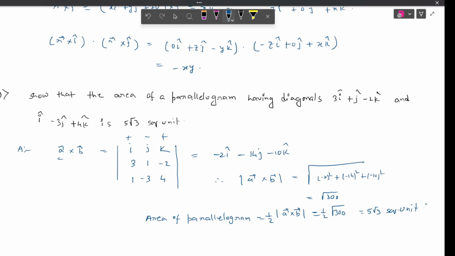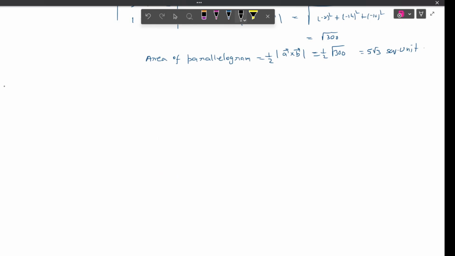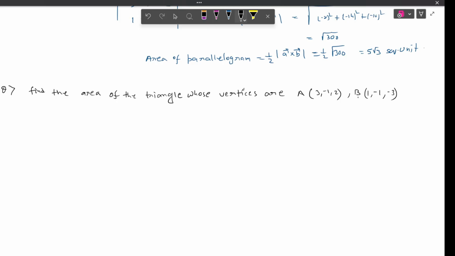Okay. Now let us see another question. Find the area of the triangle whose vertices are A 3 minus 1 2, B 1 minus 1 minus 3, and C 4 minus 3 1.